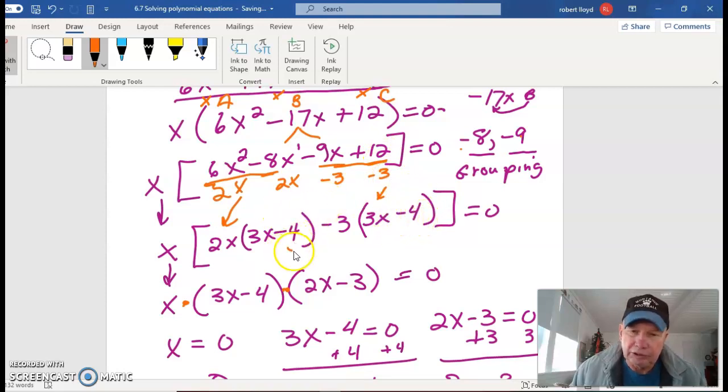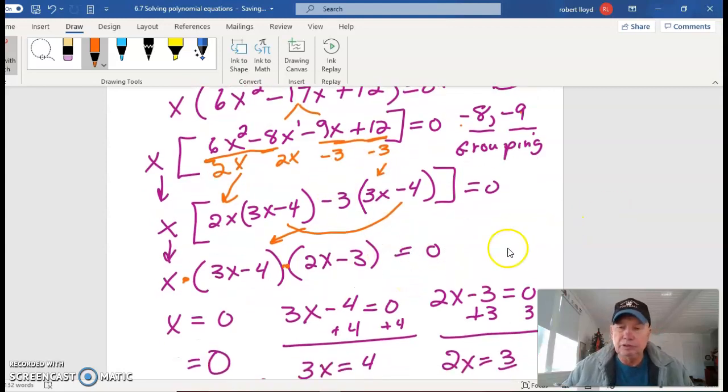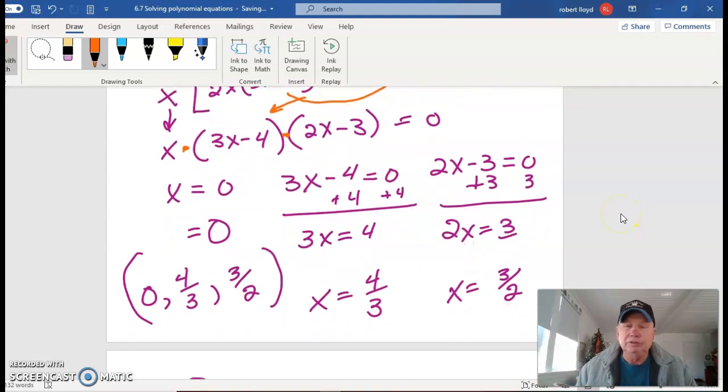If you do it correctly, you'll end up with two parentheses that are identical. So they are common, so they come out. And don't forget, you still have the x out here. So when the common factor comes out, we put in parentheses what is left. So we have 2x and a negative 3 in the next parentheses, all equal to 0. So don't forget, if it's a cubed equation, you're going to have three answers.